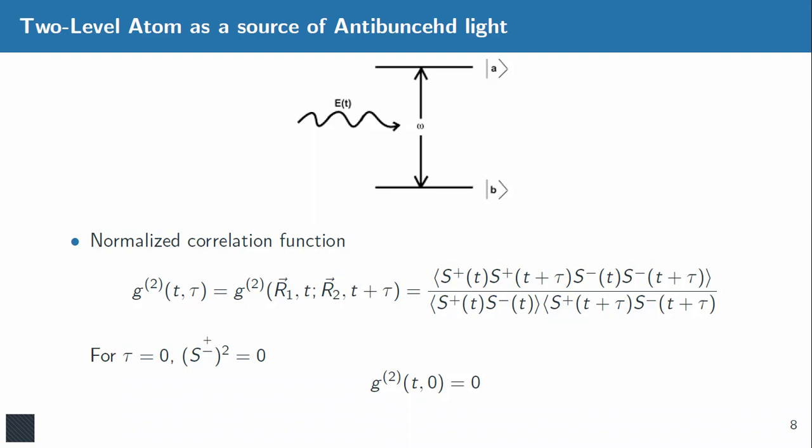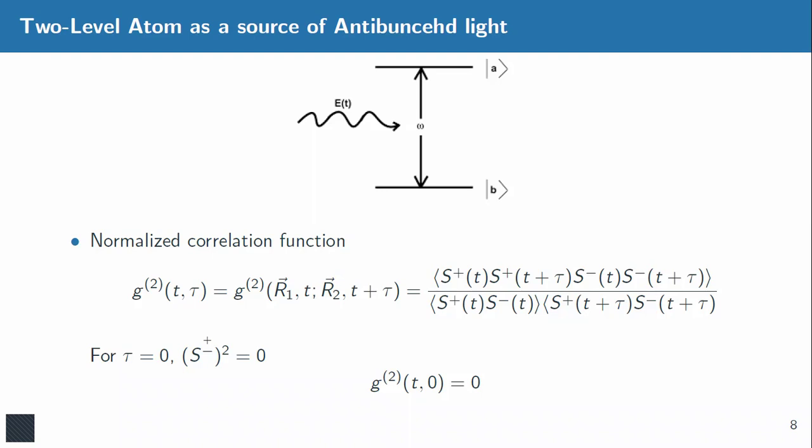Consider the second order correlation function at a particular instant of time, that is tau equal to 0, that is there is no delay between the detections at a particular point of space. We know that s plus squared and s minus squared is equal to 0. So we get the value of the correlation function equal to null. This tells us, from our previous results, that a two-level atom is a very good source of anti-bunched light.